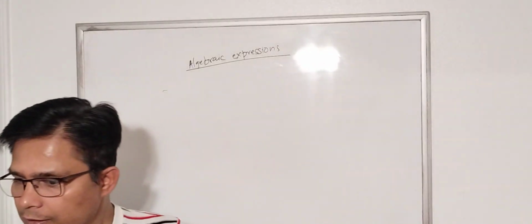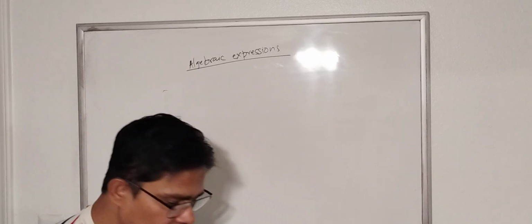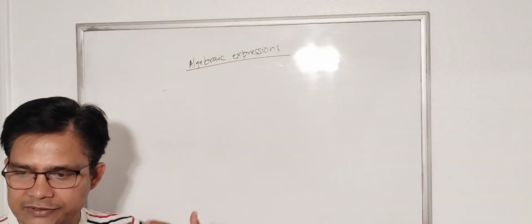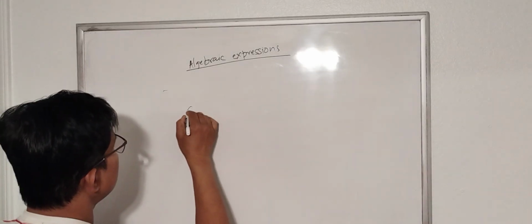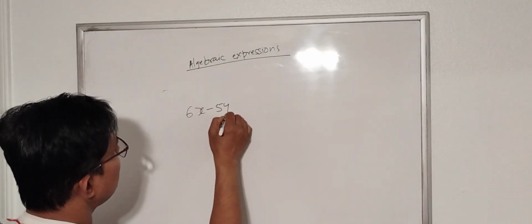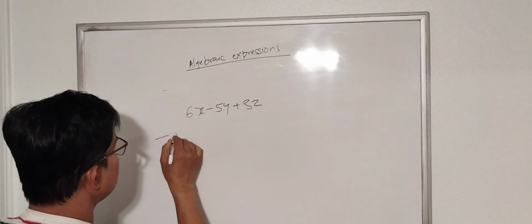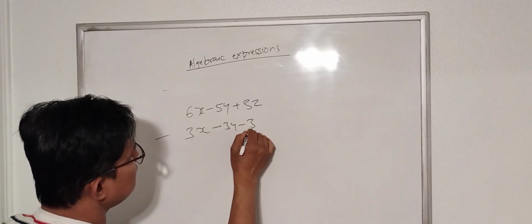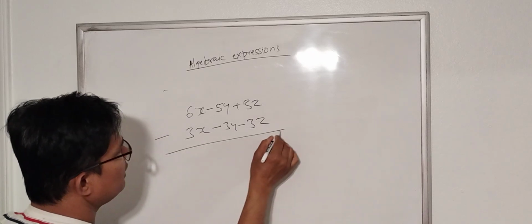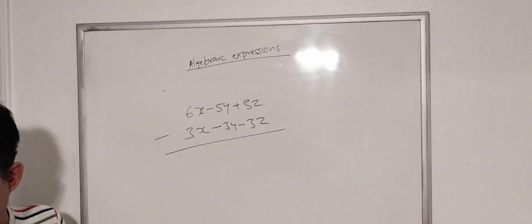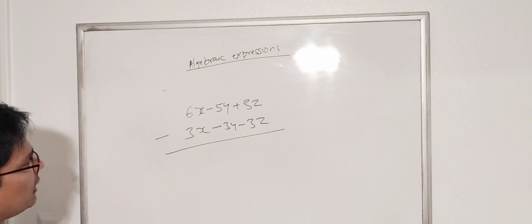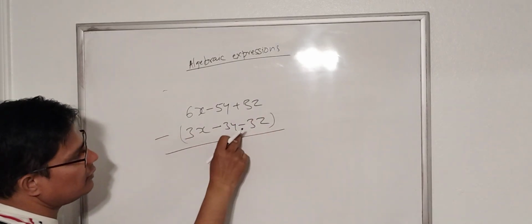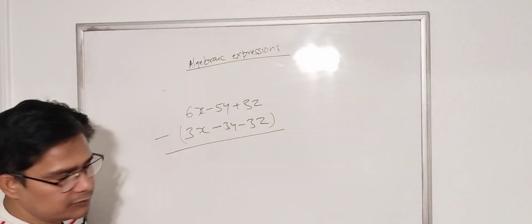Subtraction is the same. The only difference is that if you have to subtract one expression from another expression, you have to change the sign. So let's say this one, 6x minus 5y plus 3z minus 3x minus 3y minus 3z. Okay. So here we have to subtract. So what I have to do, the sign of all these terms will change.